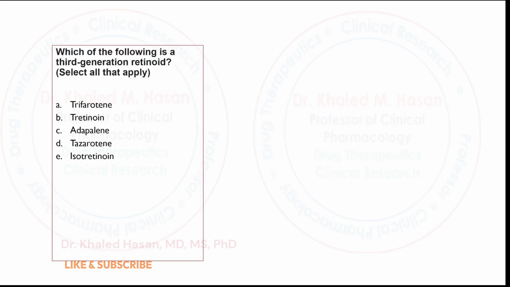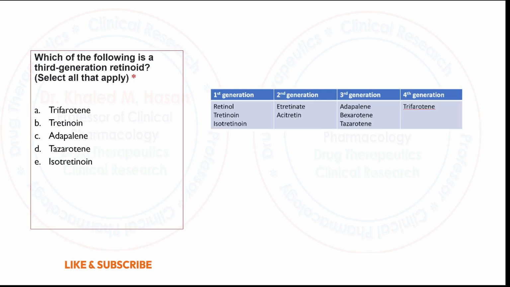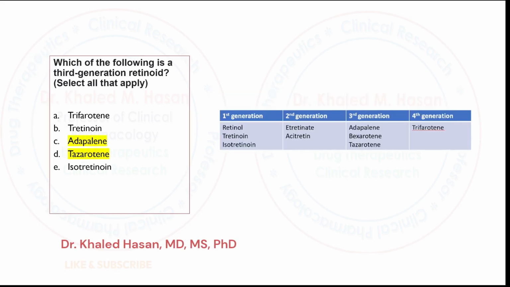Next question. Which of the following is a third generation retinoid? Select all that apply. Trifarotene, tretinoin, adapalene, tazarotene, isotretinoin. If you look at what we have here, we have first, second, and third generation, then we have fourth generation. As you can see here, in the third generation we have adapalene and tazarotene.